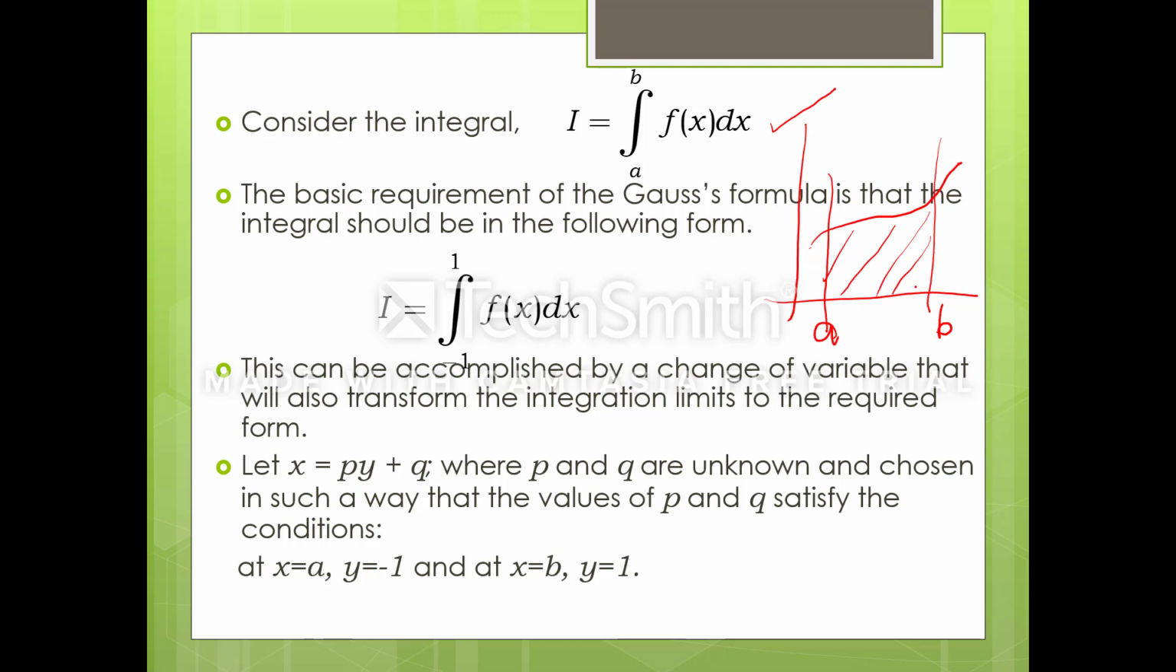In this Gauss quadrature formula, the basic requirement is that the integral should be evaluated from -1 to +1. Here it is not like that. a and b can be positive or negative; any values can be used. But in Gauss quadrature, what we want is from -1 to +1.